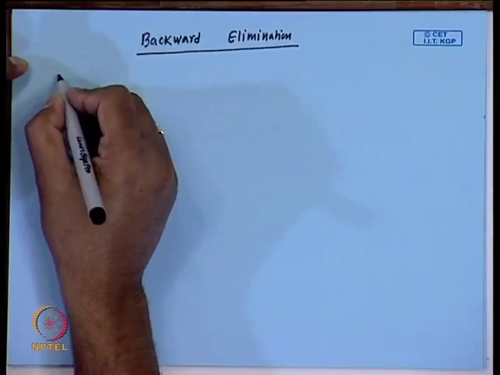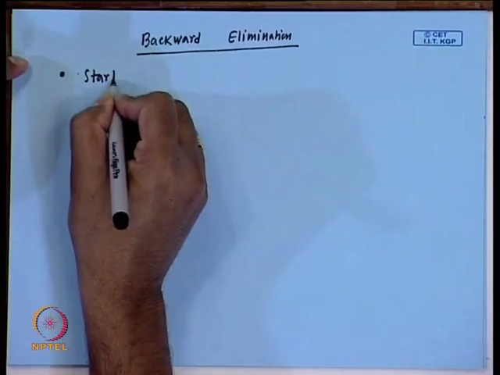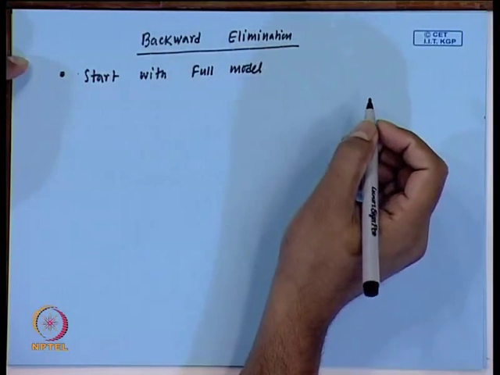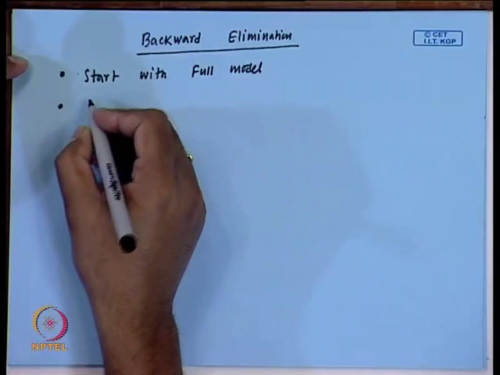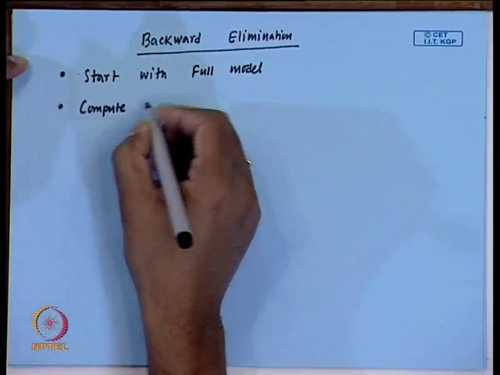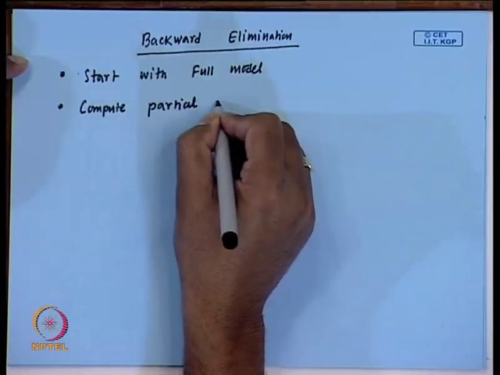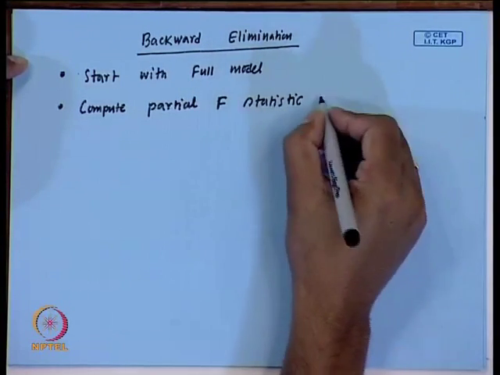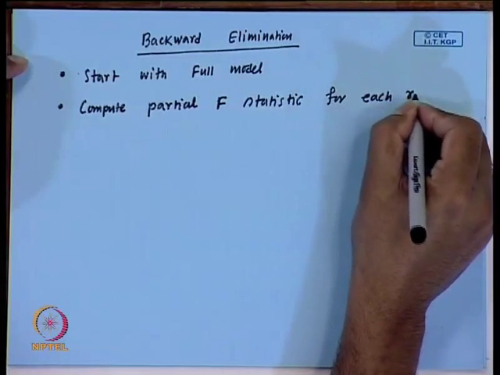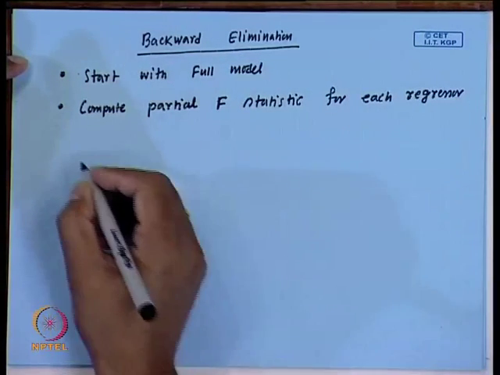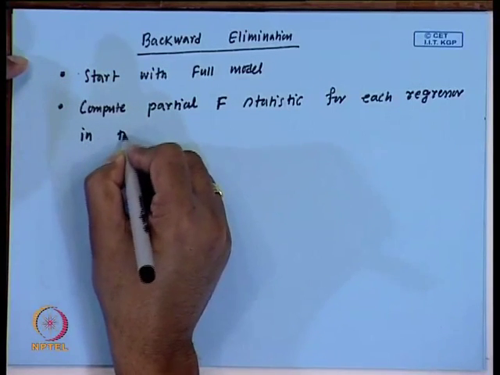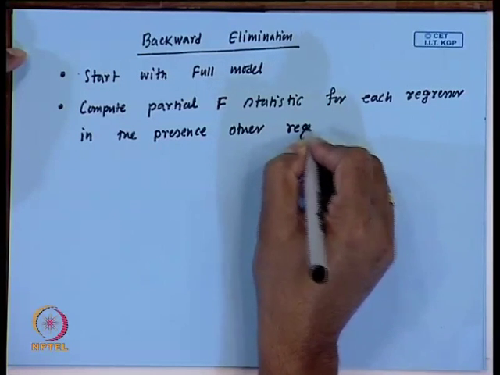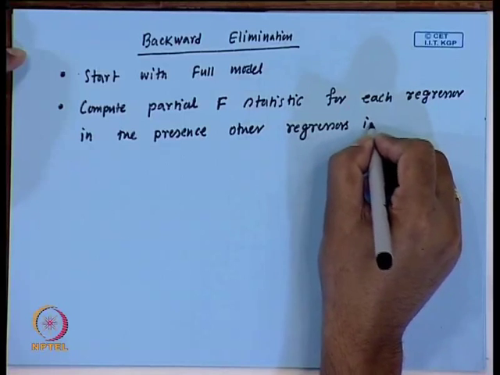So, the first thing is that you start with the full model, and then you compute the partial F statistic for each regressor in the presence of other regressors in the model.